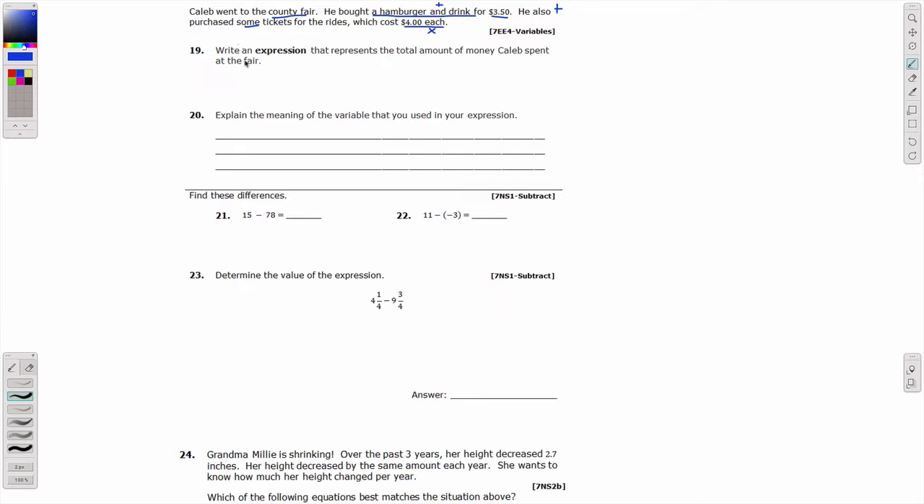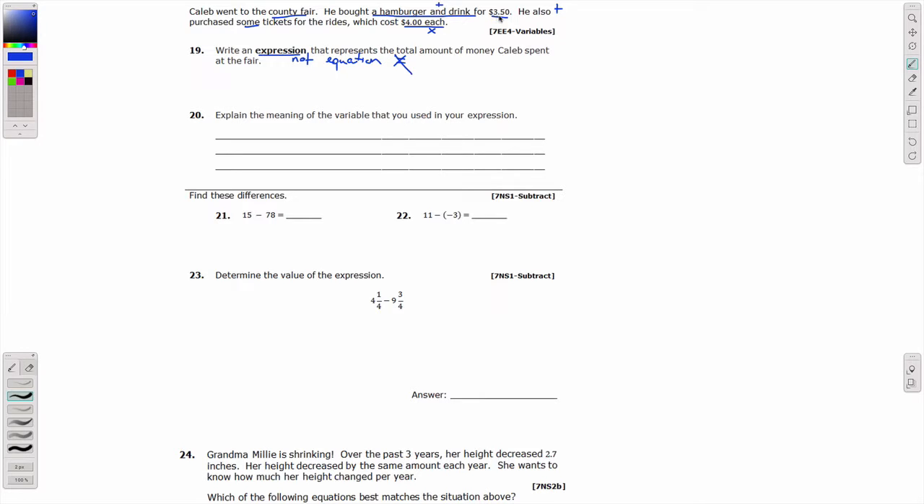Question 19. Write an expression that represents the total amount of money Caleb spent at the fair. Okay, it's telling us to write an expression, not an equation. There's no way that I'm going to be able to figure anything out because I don't know how much he spent in total. So it's not an equation. It's not going to have an equal sign, so I can cross that out. It's just going to have the two things that he bought.